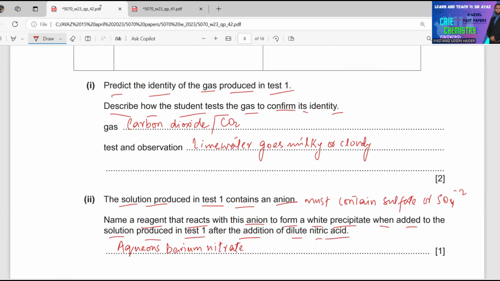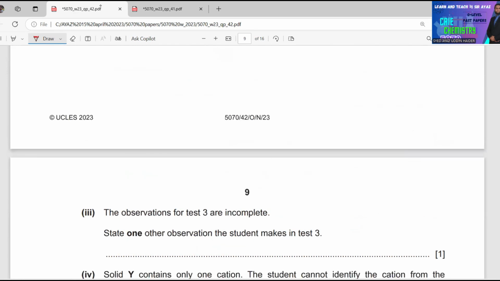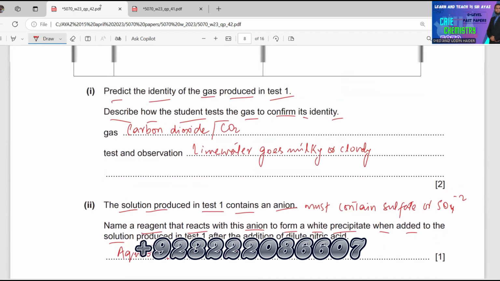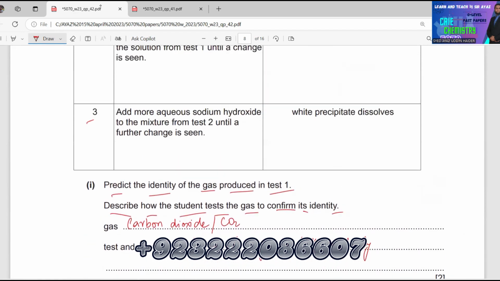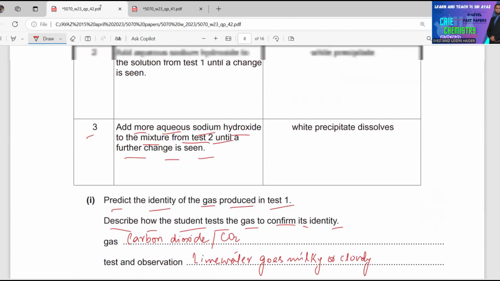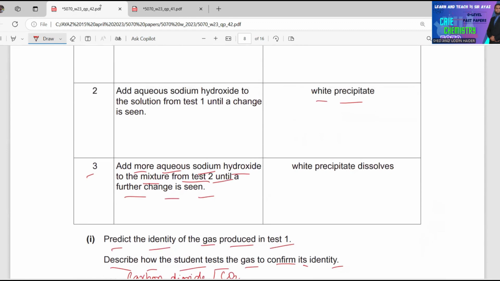Moving to the next part, part 3. The observations for test 3 are incomplete. State one other observation the student makes in test 3. Moving to this table. Here's test 3: add more aqueous sodium hydroxide to the mixture from test 2 until a further change is seen. So what change have we observed? We observed this white precipitate. They are saying the white precipitate dissolves.